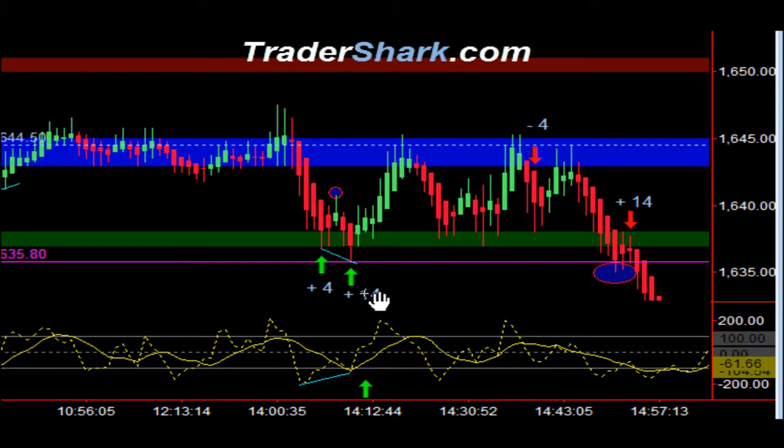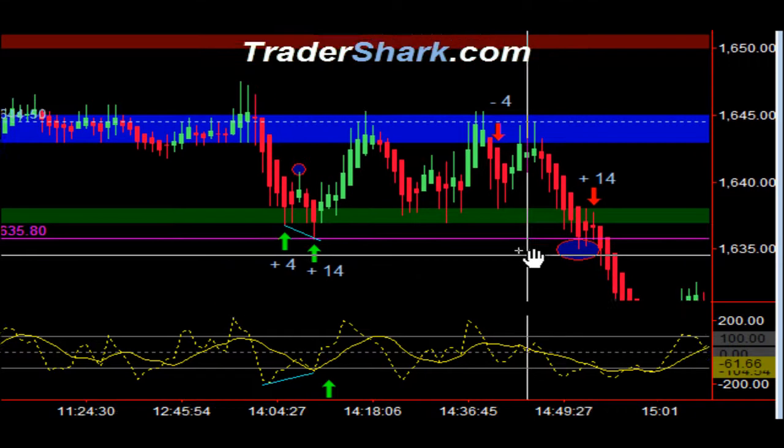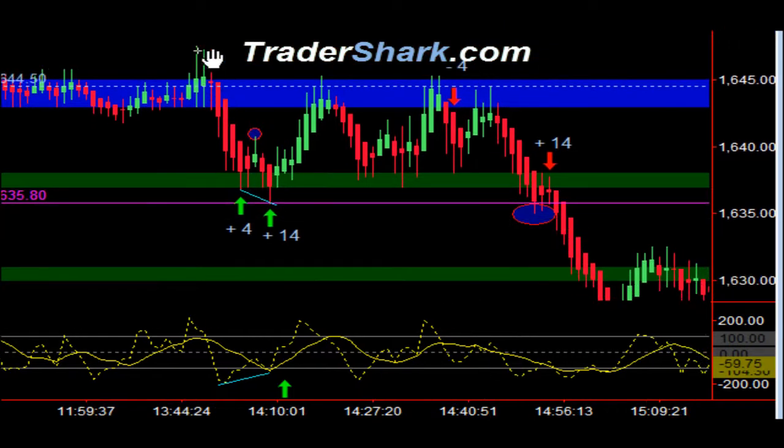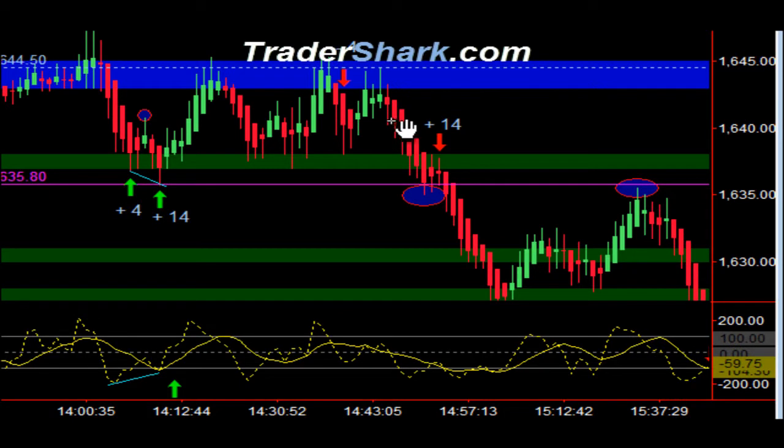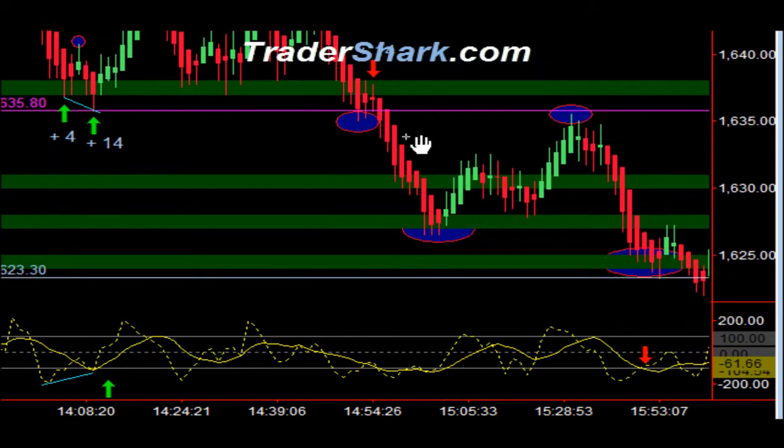So this nice little burst here, up for 14 ticks, and then we didn't have any other setups. We did see a pullback expecting a deeper continuation, right? The initial move, the action, the reaction, the continuation. So I was expecting that, got stopped out for 4 ticks here, and then we broke the previous low. Nice little pullback continuation for a total of 14 ticks.